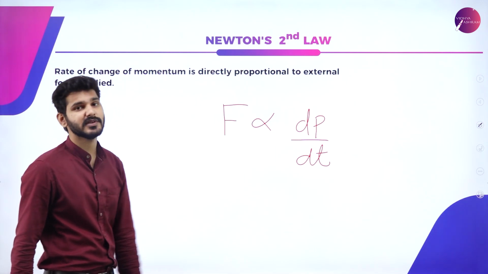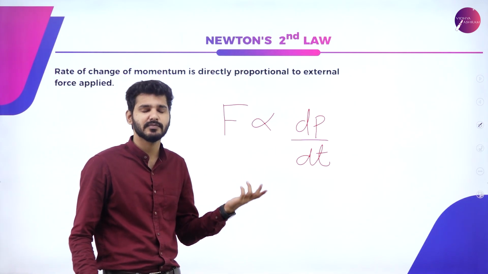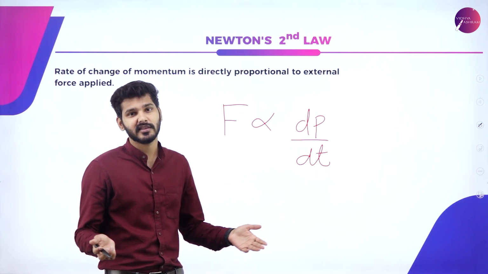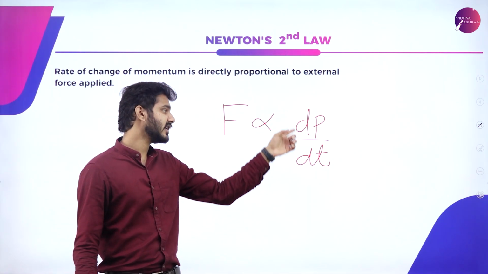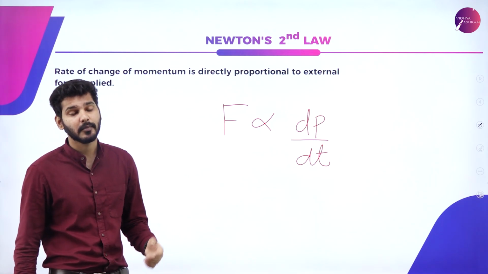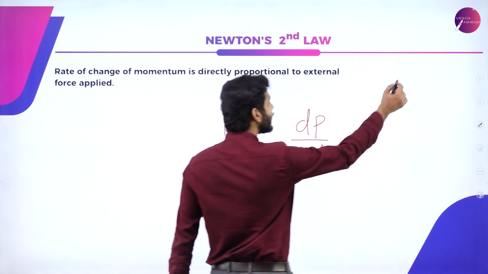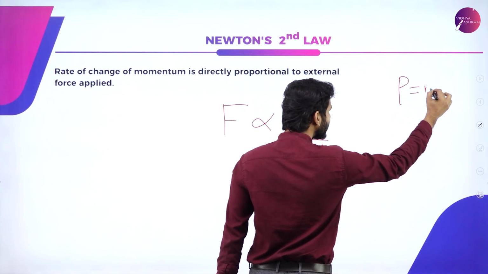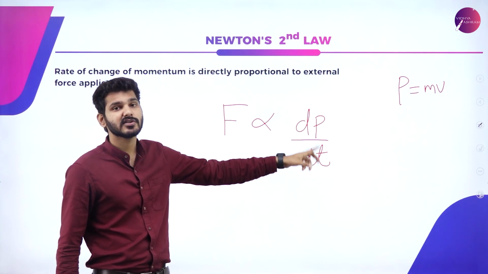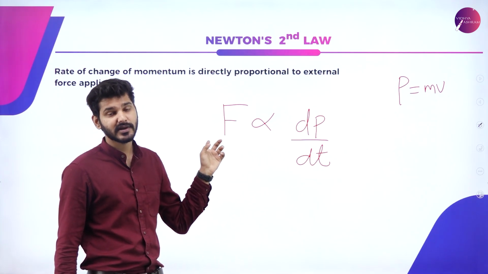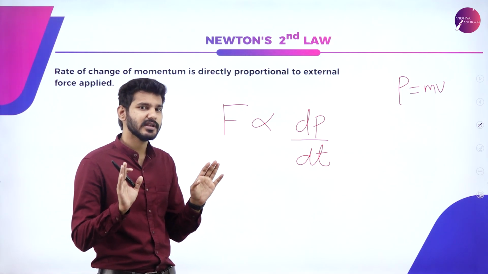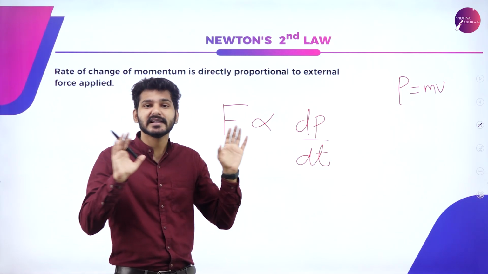dP by dt just means that it is the time derivative, or simply we can say rate of change. If any quantity is divided by time, you can say that it is a rate of change. Here, this particular quantity, P, is indicating momentum. So what momentum actually is will be discussed shortly, don't worry. But again, rate of change of momentum is directly proportional to the external force that is applied. So, okay, I'll do one thing. I'll explain momentum. What exactly is momentum?